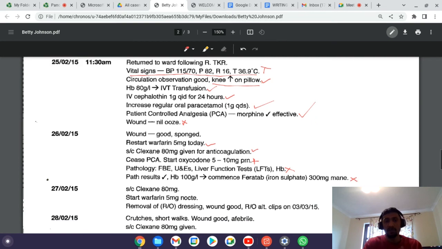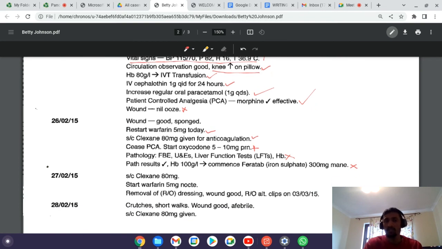Okay, so again, 27/02/2015, Clexane again 80 mg, start warfarin 5 mg nocte, removal of dressing, wound good, routine, all the clips are removed on 3/2015. Is that all the info? Is there any important information? Is there or not? Just quickly tell me.